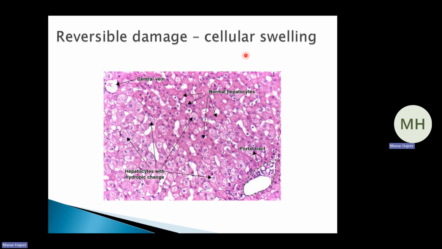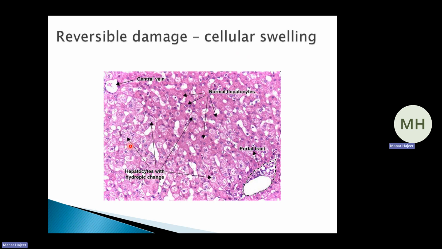So the normal hepatocytes usually have a pinkish cytoplasm, while the hepatocytes that are affected by cell injury have a more whitish or bubbly cytoplasm. Why we have water inside the cell, we will discuss in more detail in the section on mechanisms of cell injury, because mainly of the failure of the sodium-potassium ATP dependent pump in the membranes of the cells.